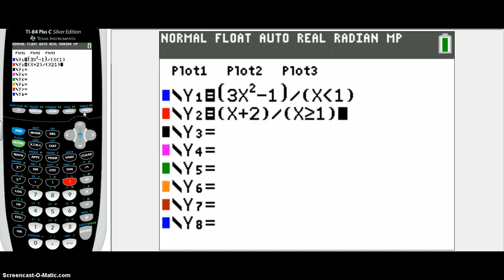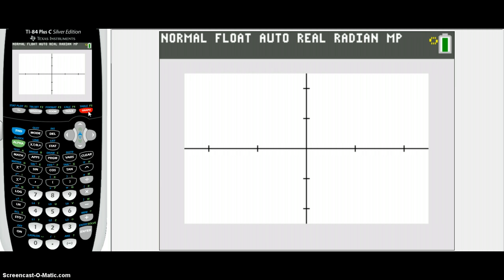And now watch what happens when I graph this. You can see, and I'm glad I did this, and I did it by accident, but I'm glad it happened. I can't see my second piece, so I gotta fix it. Zoom 6. Now my parabola is gonna graph, it's gonna stop, and the second piece is going to start.